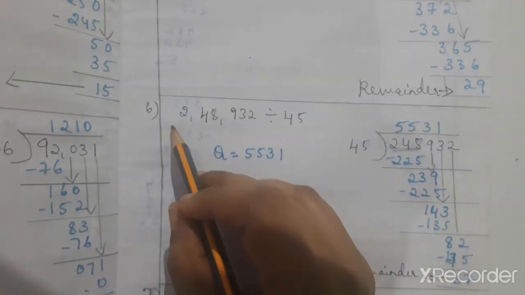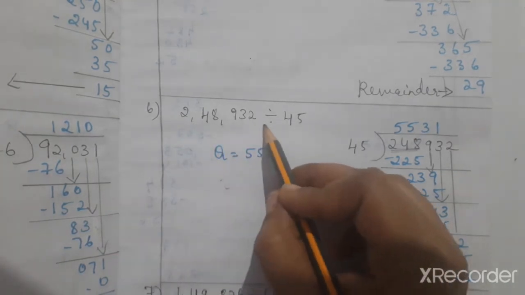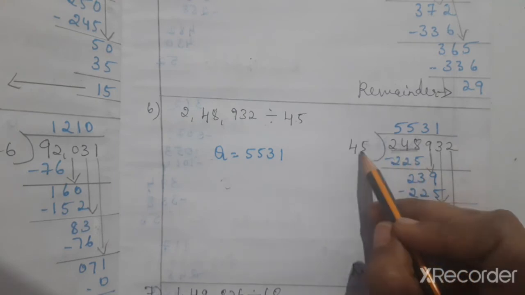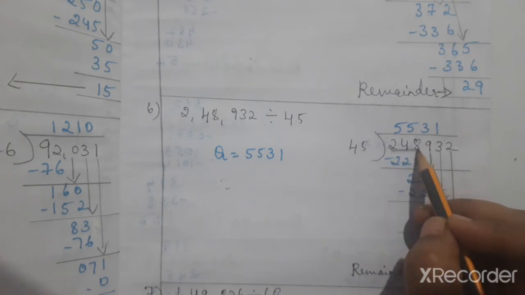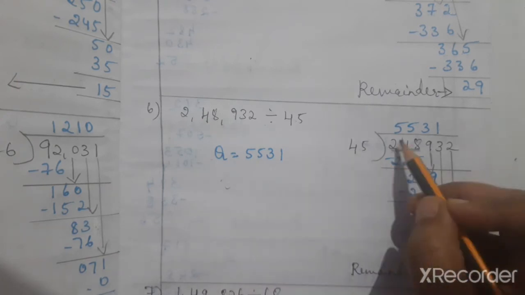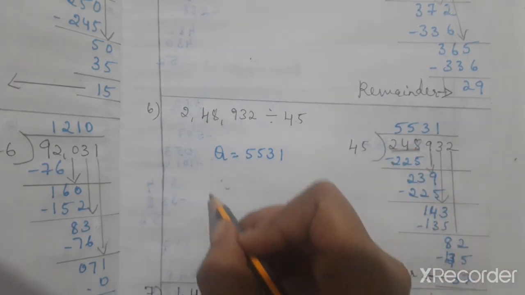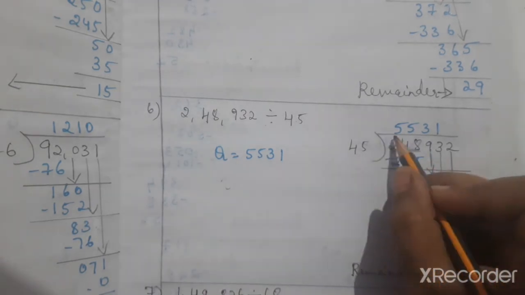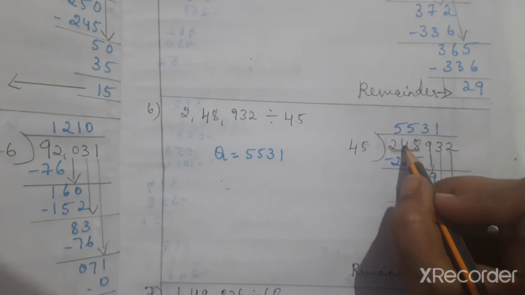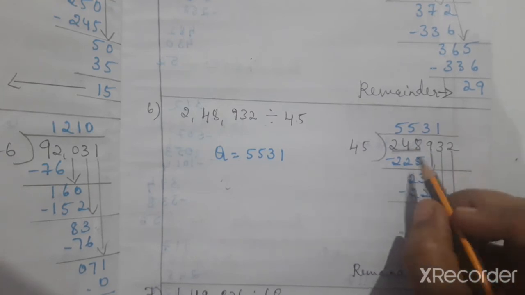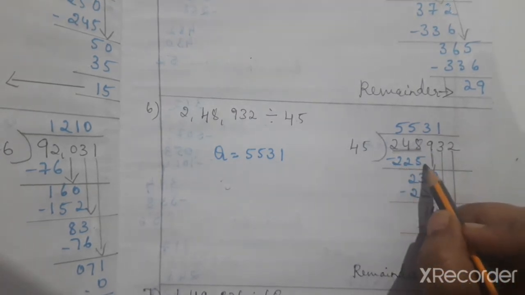Now the next one, the sixth. 2,48,932 divided by 45. 45 is the divisor. Now, can we take only 2 digits? No, we can't take 2 digits because this is less than 45, so we have to consider 3 digits. We have to take 248 and check by multiplying, or first we prepare a table of 45 and then do it. 45 times 5 is 225, which is nearest to 248. 45 times 6 is greater than this number. So the nearest one is 225, and subtract.